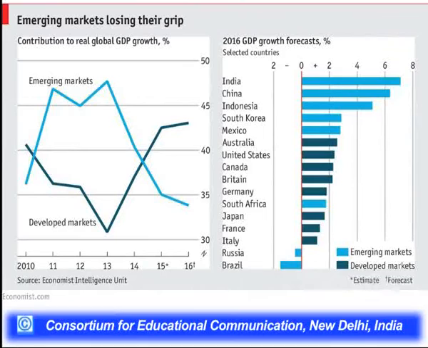For 2016 particularly, I would like to highlight the GDP growth forecast. And if you see, emerging markets like India, China, Indonesia, South Korea, Mexico, these are having a very high GDP growth forecast in comparison to countries like Brazil, Russia, Italy, France, Japan.